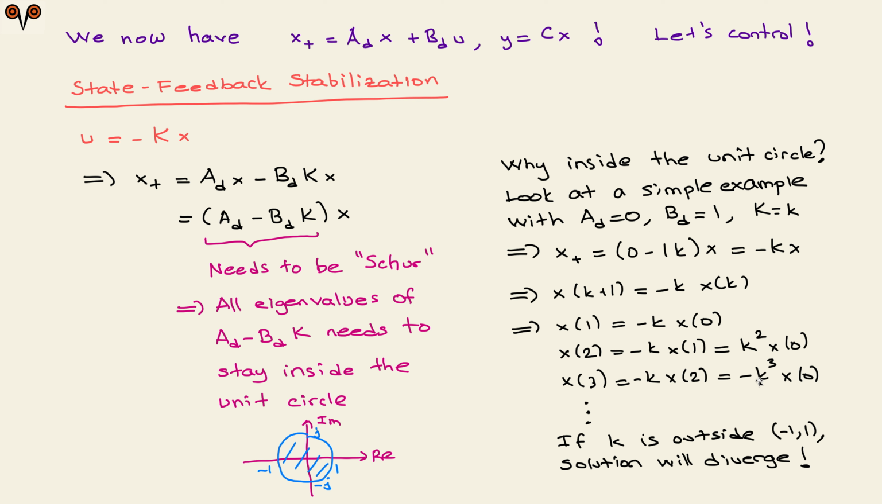If your gain K is like 0.5, inside this unit circle, then you have 0.5 to the power of 2, 0.5 to the power of 3. The powers of 0.5 get smaller and smaller, and your x solution converges to 0, which achieves stabilization. You can generalize this discussion to matrices: if you choose the gain matrix K such that the resulting closed loop matrix A_D minus B_D K has eigenvalues strictly inside this unit circle, your solution will converge to 0.